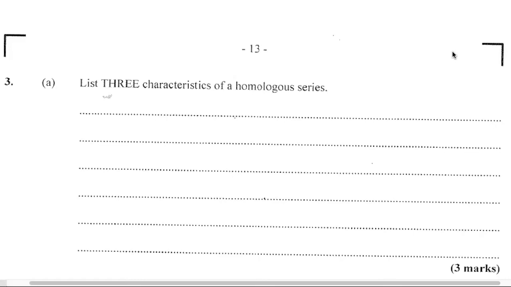List 3 characteristics of a homologous series. All right, looking at the word homologous, we're seeing "homo" and we're seeing "logos". Homo means same, logos coming from a group. So members of a homologous series would have the same general formula. And I believe we will delve into that a little bit more later on. Same general formula.